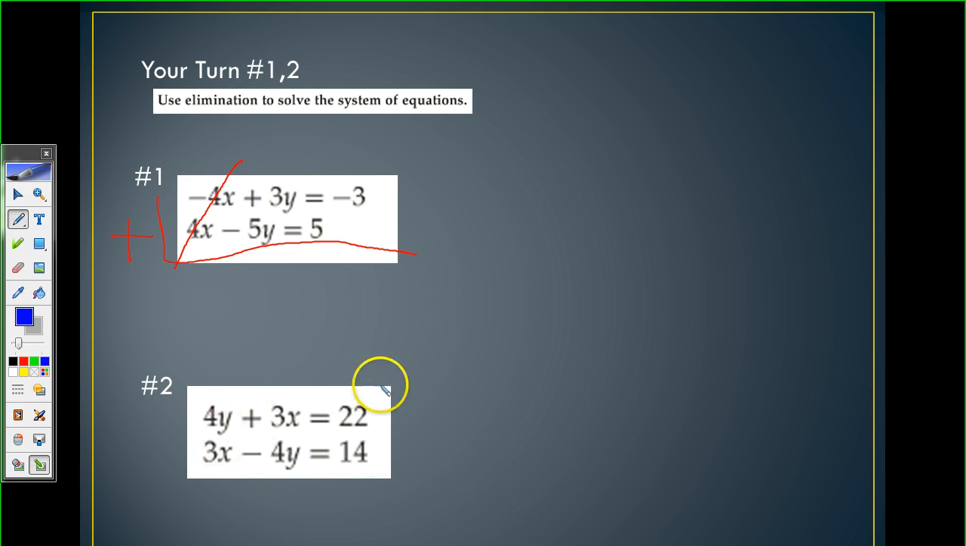But if you rearrange this, it's actually 3x plus 4y equals 22. In the second part, 3x minus 4y equals 14. Okay, so you have a 3x and a 3x. In order to get rid of these x's, you wouldn't add here because that would make it 6x. So you would actually subtract to get rid of the 3x's.